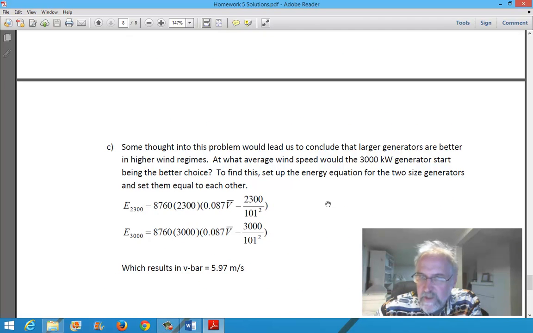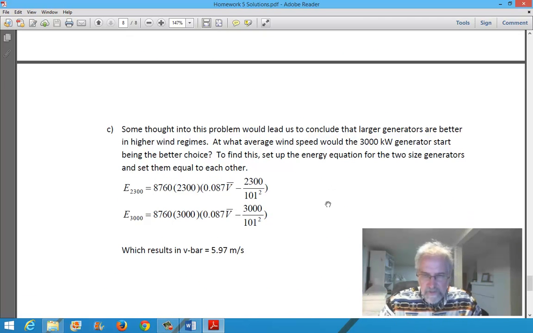One last question. Since the smaller generators do best in a lower wind regime, it would make sense to take the next step and say, well, a bigger generator will do better in a higher wind regime. So this last part of the problem asks: what's the wind speed? What's that crossover? What's that wind speed where, as you go into higher and higher wind regimes, you get better results from the bigger generator?